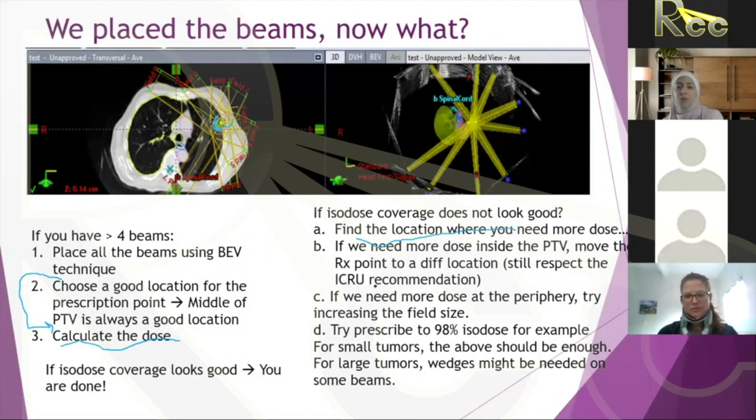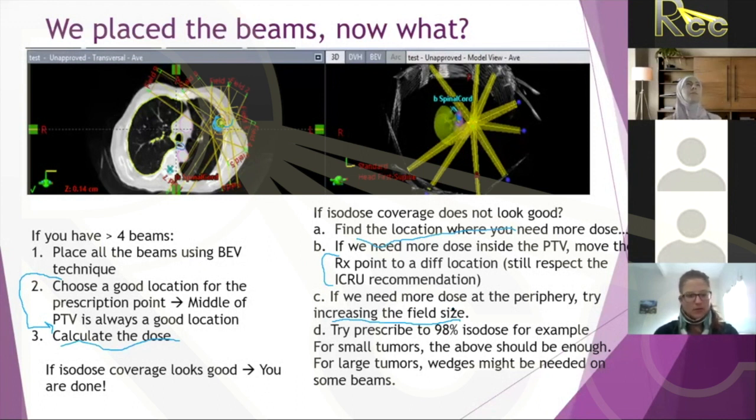In this case, what do you do? Well, you can try to move the prescription point to different locations. This is a very quick trick, basically moving the prescription point to different locations. Or you can increase the field size in case the dose you're missing is in the periphery, on the sides. Increase your field size. If the sides of the tumor are cold, this is a good indication.